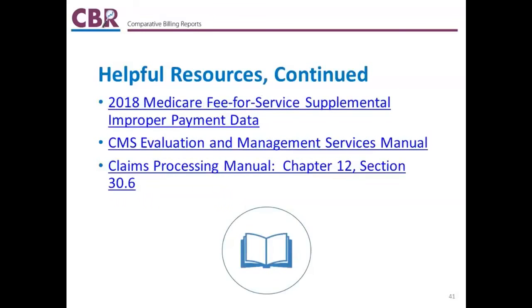We do have some more helpful resources listed here. The Medicare fee-for-service supplemental improper payment data report, there's a link to that. The CMS Evaluation and Management Services Manual, and then, of course, the tried and true Claims Processing Manual, Chapter 12, Section 30.6 discusses office visits.